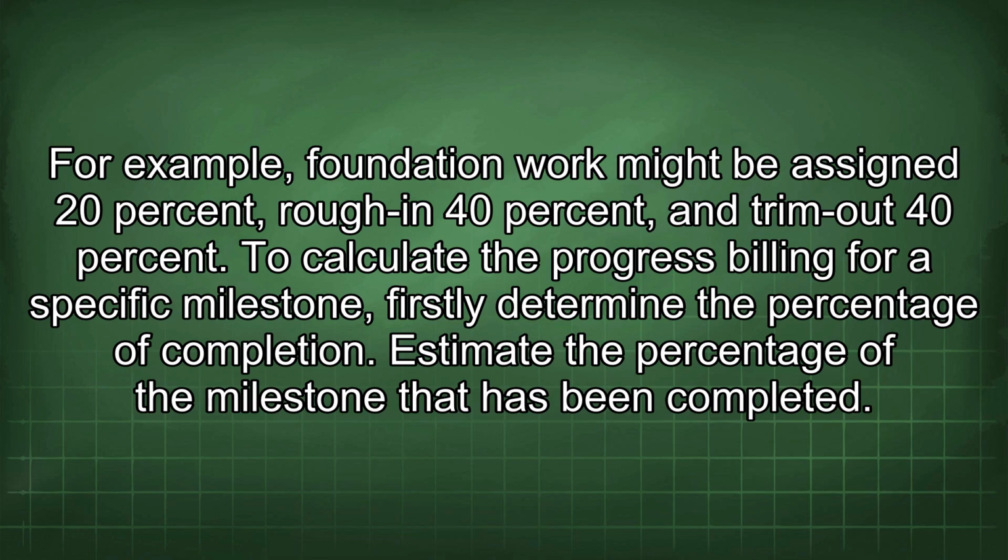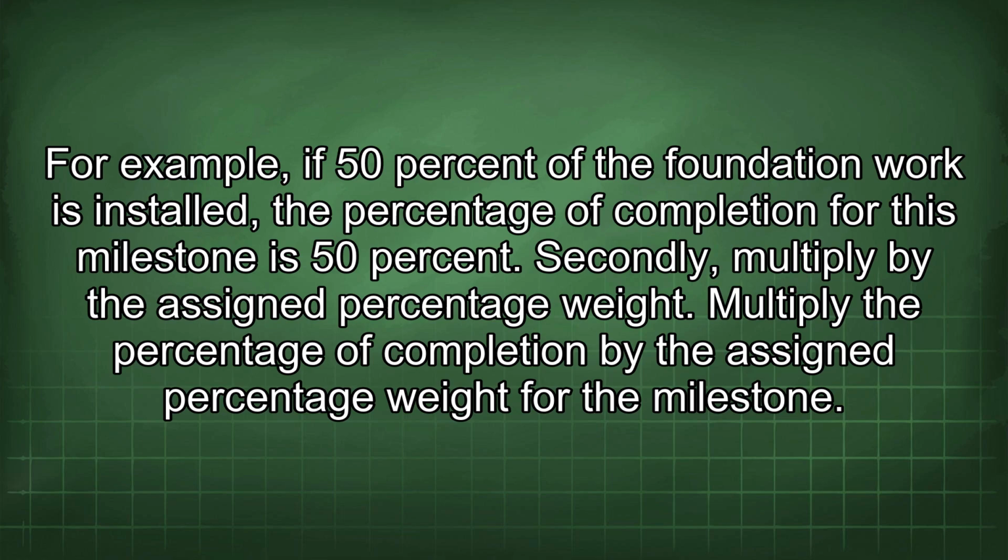To calculate the progress billing for a specific milestone, firstly determine the percentage of completion. Estimate the percentage of the milestone that has been completed. For example, if 50% of the foundation work is installed, the percentage of completion for this milestone is 50%.